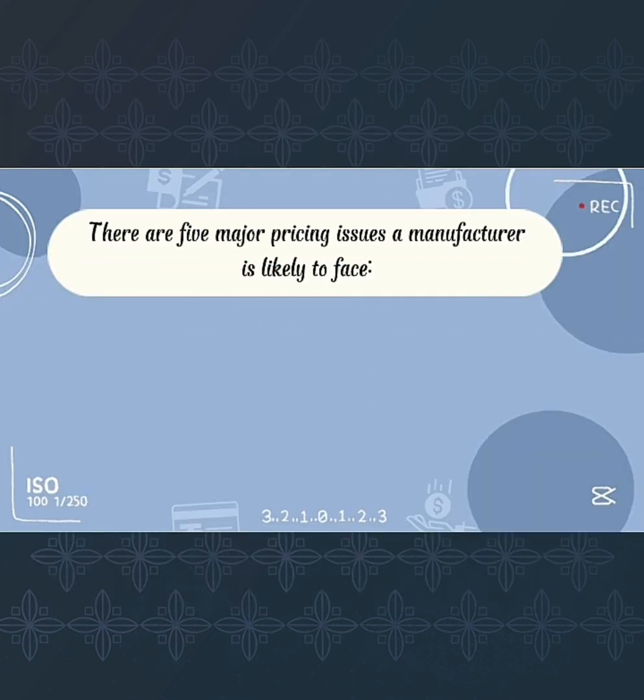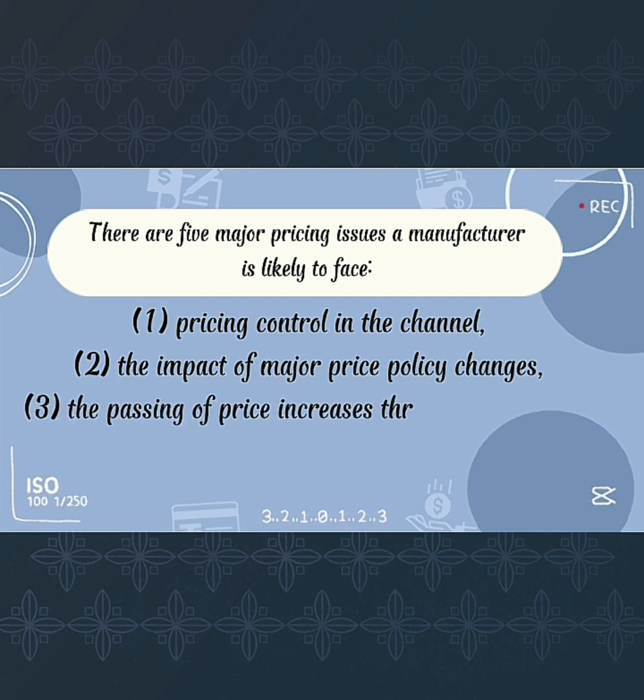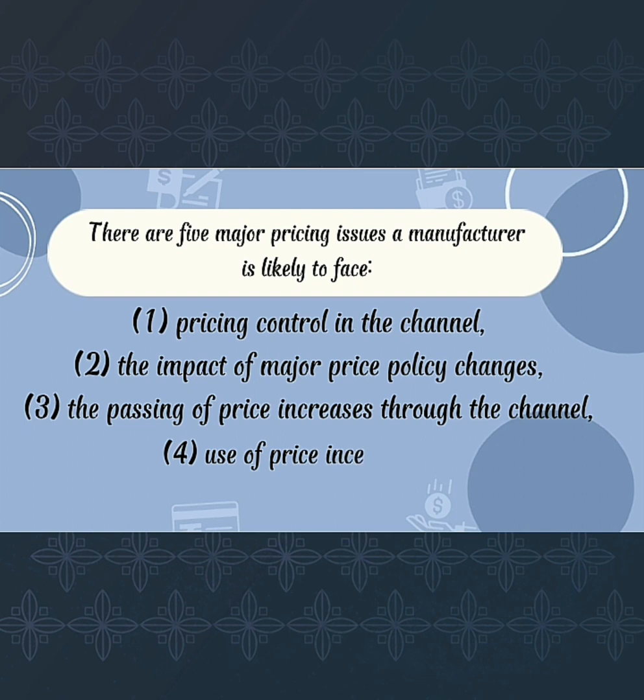There are 5 major pricing issues a manufacturer is likely to face. Number 1, pricing control in the channel. Number 2, the impact of major price policy changes. Number 3, the passing of price increases through the channel. Number 4, use of price incentives. And last one is the problems created by gray market and free riding.